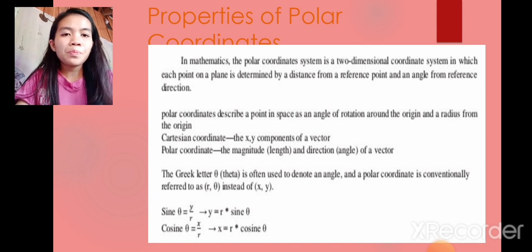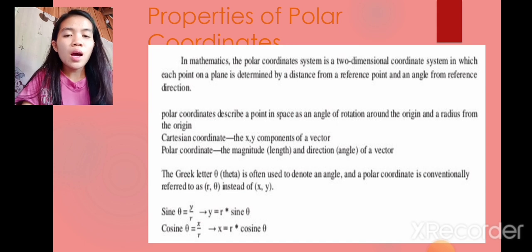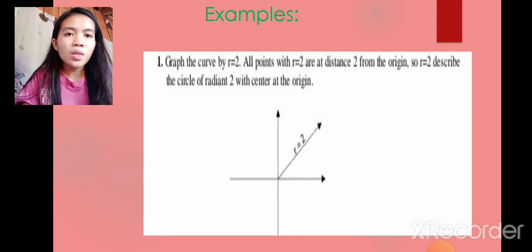Sine theta is equal to y over r, or y is equal to r sine theta, and cosine theta is equal to x over r, or x is equal to r cosine theta.